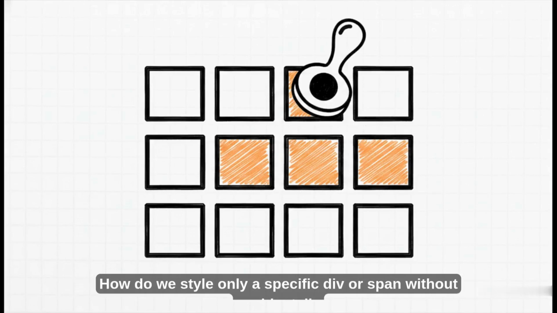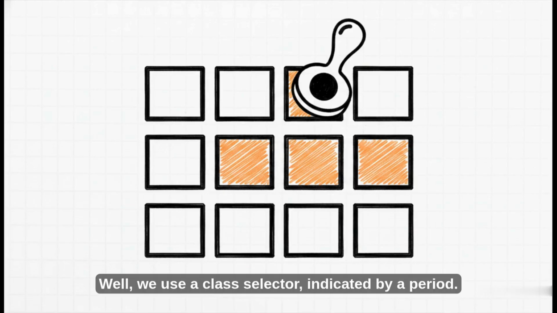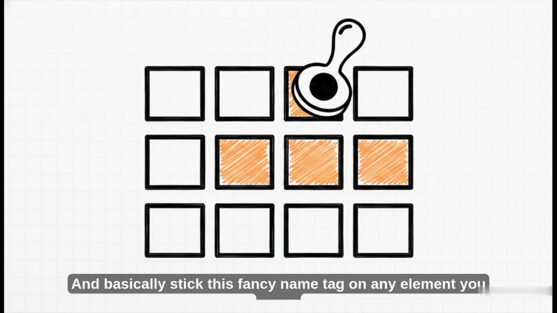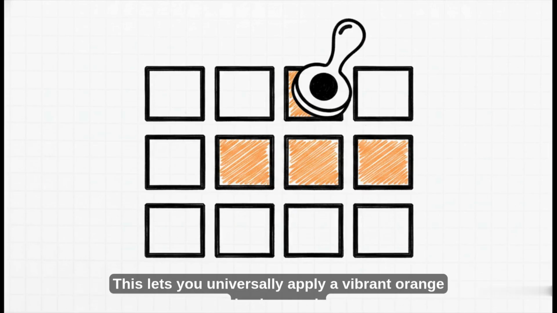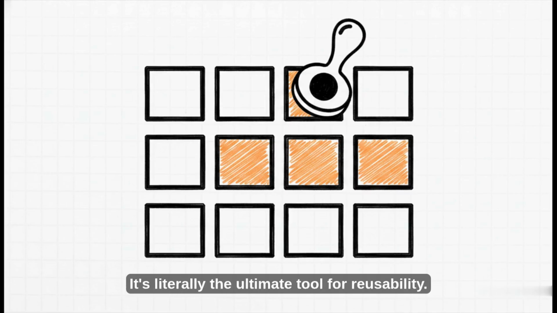But here's a question. How do we style only a specific div or span without accidentally changing all of them? Well, we use a class selector, indicated by a period. By writing .fancy, you create a custom class. You can then jump into your HTML and basically stick this fancy name tag on any element you want. This lets you universally apply a vibrant orange background, black text, and an italic font style, but selectively only to the elements wearing that fancy tag. It's literally the ultimate tool for reusability.